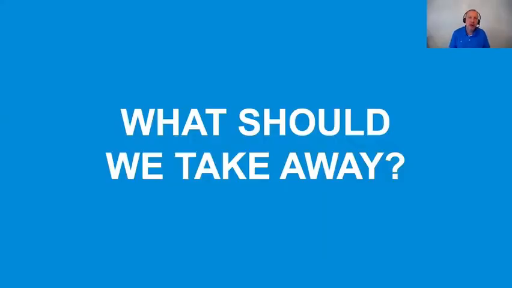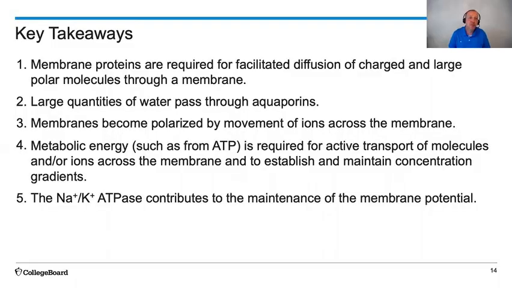So what should you take away from this lesson today? First, membrane proteins are required for facilitated diffusion of charged and large polar molecules through a membrane. Large quantities of water pass through aquaporins. Membranes may become polarized by the movement of ions across the membrane, along with metabolic energy, such as ATP, to help establish and maintain a concentration gradient. And finally, the sodium-potassium pump helps contribute to the maintenance of that membrane potential.